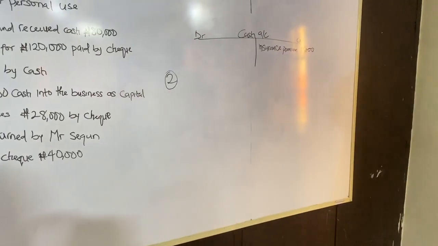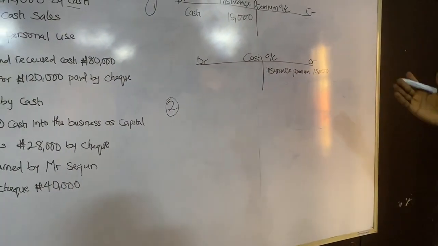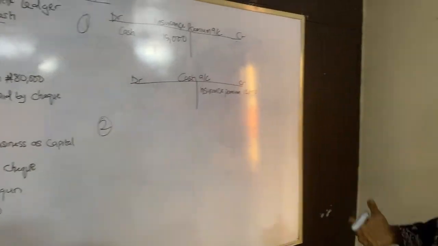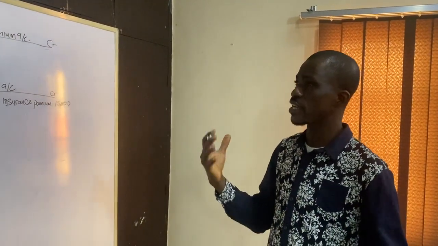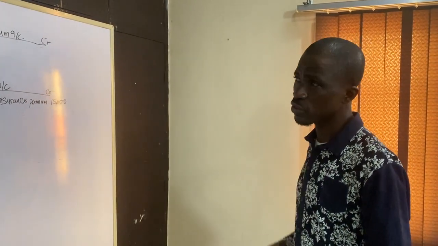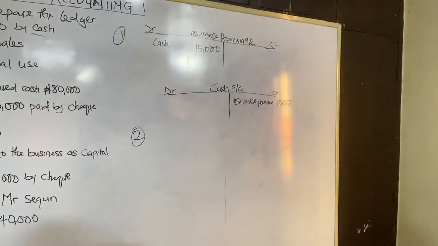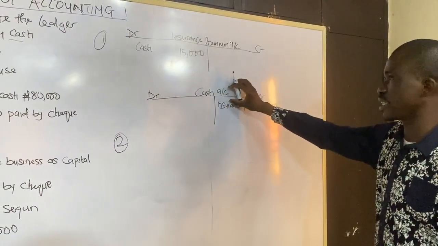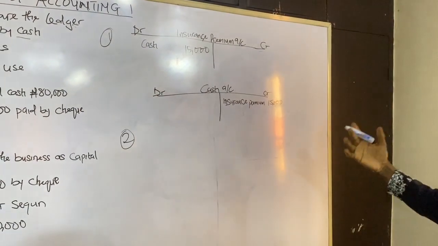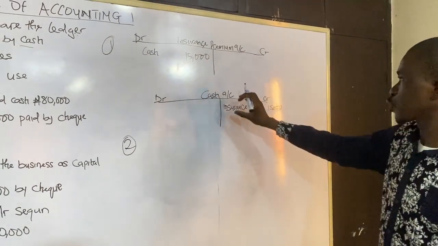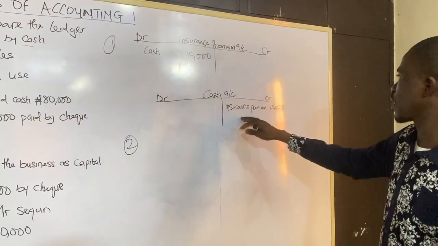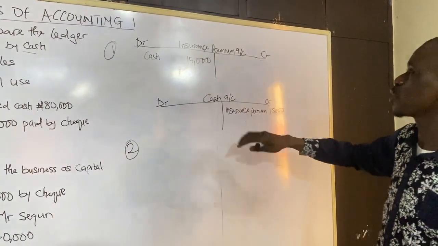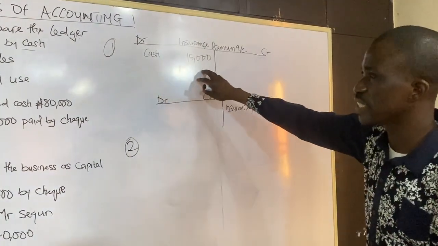Again to explain number one, paid insurance premium by cash. Insurance premium is receiving value, is increasing in value, because you just increased your insurance premium. And your cash is reducing because you've taken something out from your cash account. That is why you credit your cash, based on the principle of double entry. So you credit your cash with the insurance premium 15,000, while your insurance premium, which is receiving value, you debit it with cash 15,000 naira.